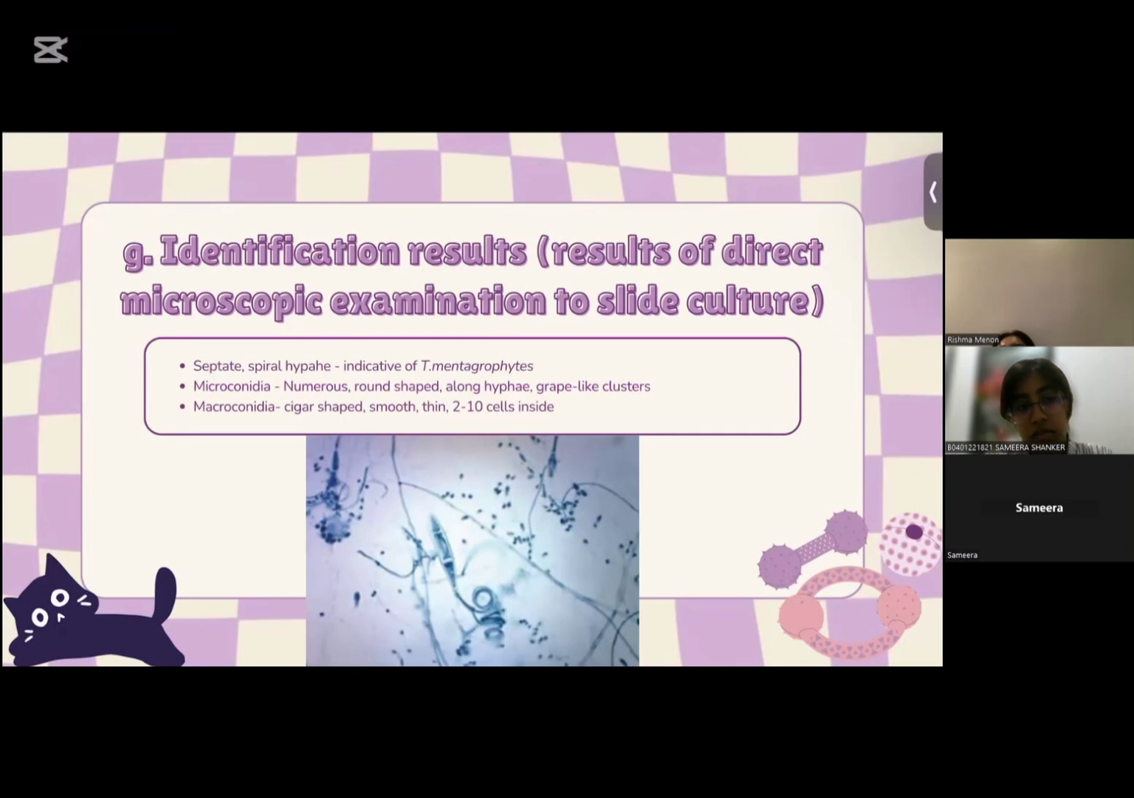And the microconidia, which are numerous, round-shaped, and grow along the hyphae in grape-like clusters, are these images, the small little circles. And the macroconidia are cigar-shaped, which means they are basically elongated. They are smooth, have a thin wall, and consist of 2 to 10 cells inside. For example, this picture has 3.